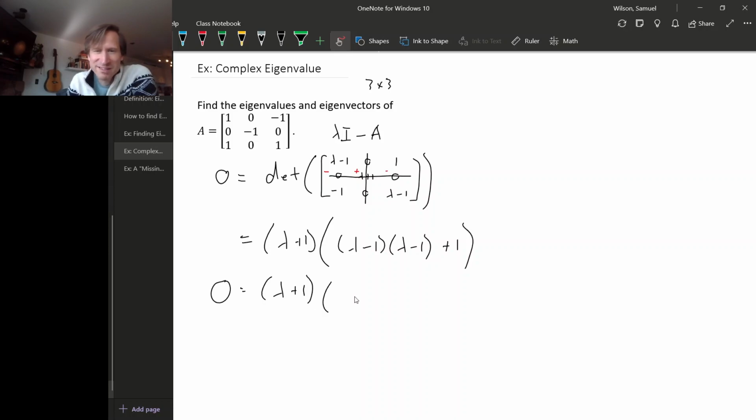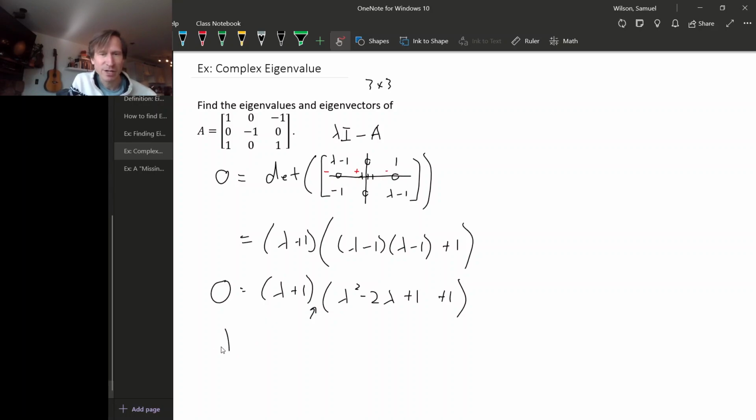So 0 on the left-hand side, lambda plus 1 times, we're going to have to multiply this out, so lambda squared minus 2 lambda minus 1, plus 1, plus another 1. Now we could multiply this out, but remember, we're trying to set this equal to 0 and solve, so we want this factored anyway. Here it is partially factored, so multiplying this out would actually get us further away from solving this equation, not closer.